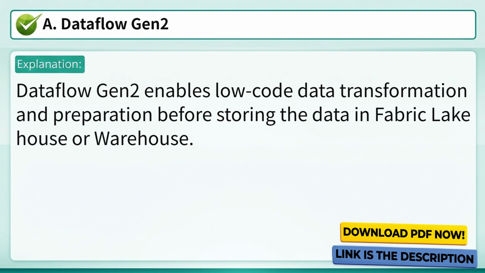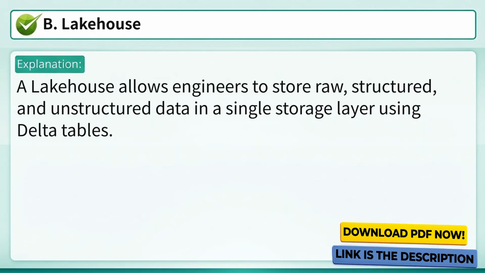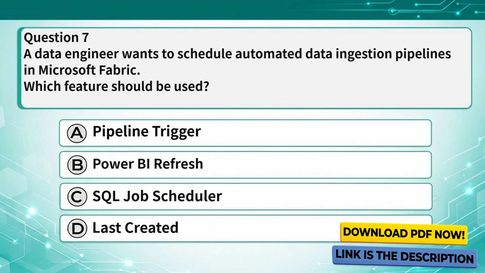Question 6. A data engineer needs to store raw data in Microsoft Fabric before performing transformations. Which storage architecture should be used? A. Warehouse. B. Lakehouse. C. Power BI Dataset. D. None. Correct answer, B. Lakehouse. Explanation: A lakehouse allows engineers to store raw, structured, and unstructured data in a single storage layer using Delta tables.